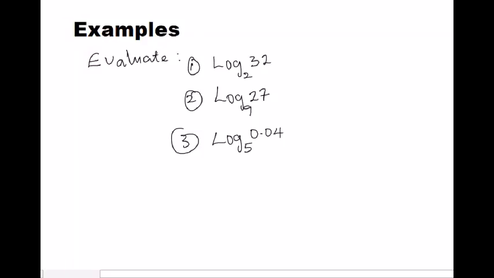Let's now start applying the rules of logarithms that we have been talking about. So examples: evaluate. Question number 1, log 32 base 2. Let's start solving question number 1, log 32 base 2.